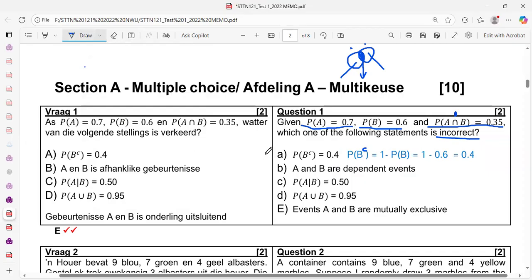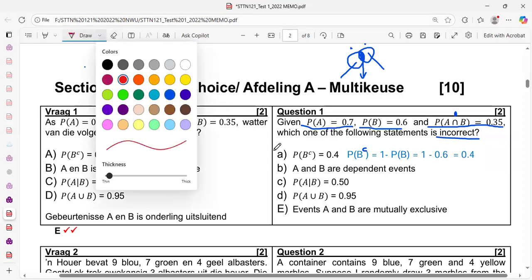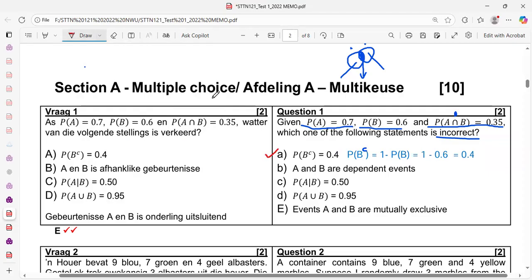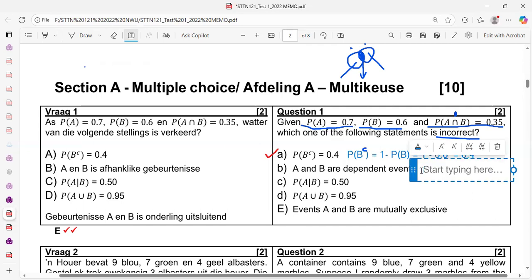Because we got the probability of complement B as, let's do it like this. The complement in this one is 0.4. We got 0.4. Then B, events A and B are dependent events. How do we prove that events A and B are dependent events?